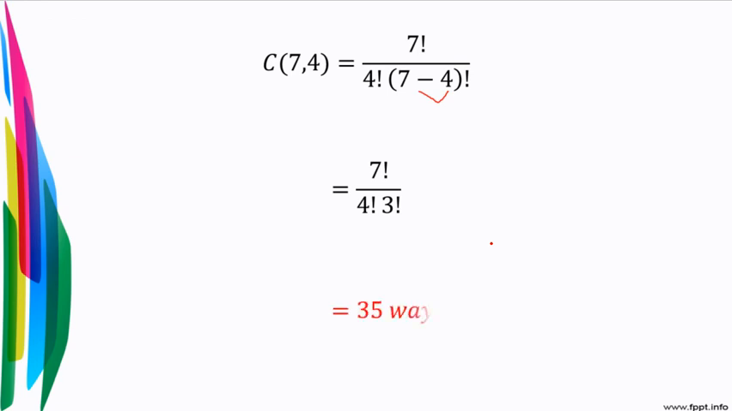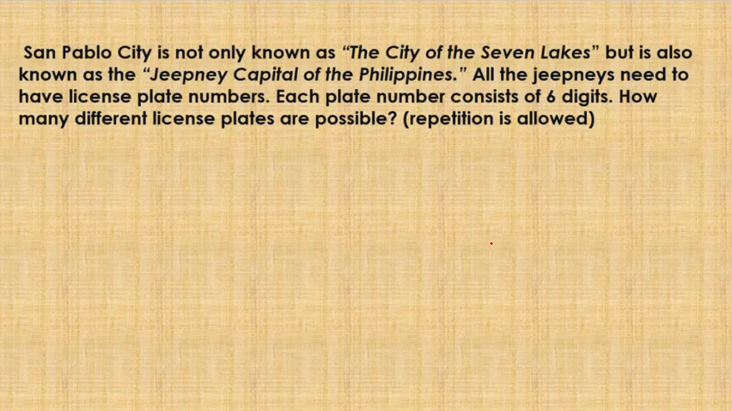We transform this into factorial notation as 7 factorial over 4 factorial times (7 minus 4) factorial. Simplifying the terms inside the quantity, 7 minus 4 gives us 3 factorial. So, we have 7 factorial over 4 factorial times 3 factorial. Using our calculator, we will immediately get that the answer for this problem is 35 ways, or 35 options. The problem was solved using combination because we have the word option. For option choices, the problem is to be solved using combination. Let's have the last problem.